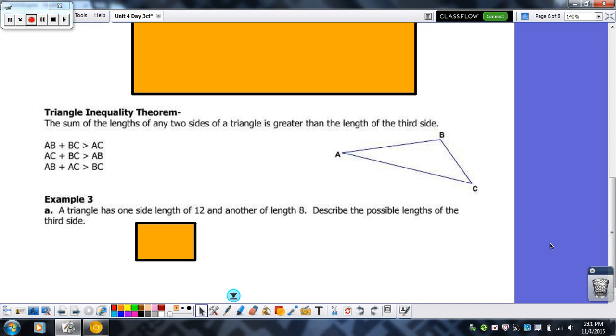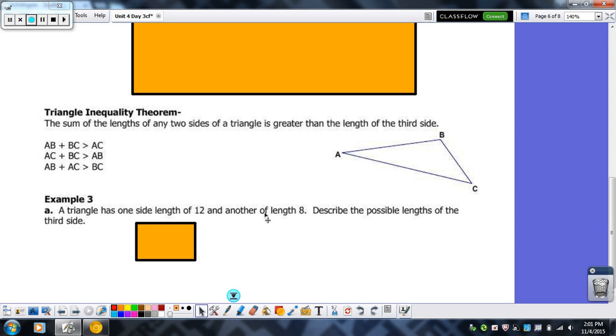We're moving on to the triangle inequality theorem, and this is really important to remember. The sum of the lengths of any two sides of a triangle has to be greater than, notice I said greater than, not equal to, larger than the length of the third side. So if we added AB and BC, that sum has to be larger than the length of AC. Same thing if we added AC plus BC, it would have to be greater than AB, and AB plus AC would have to be greater than BC.